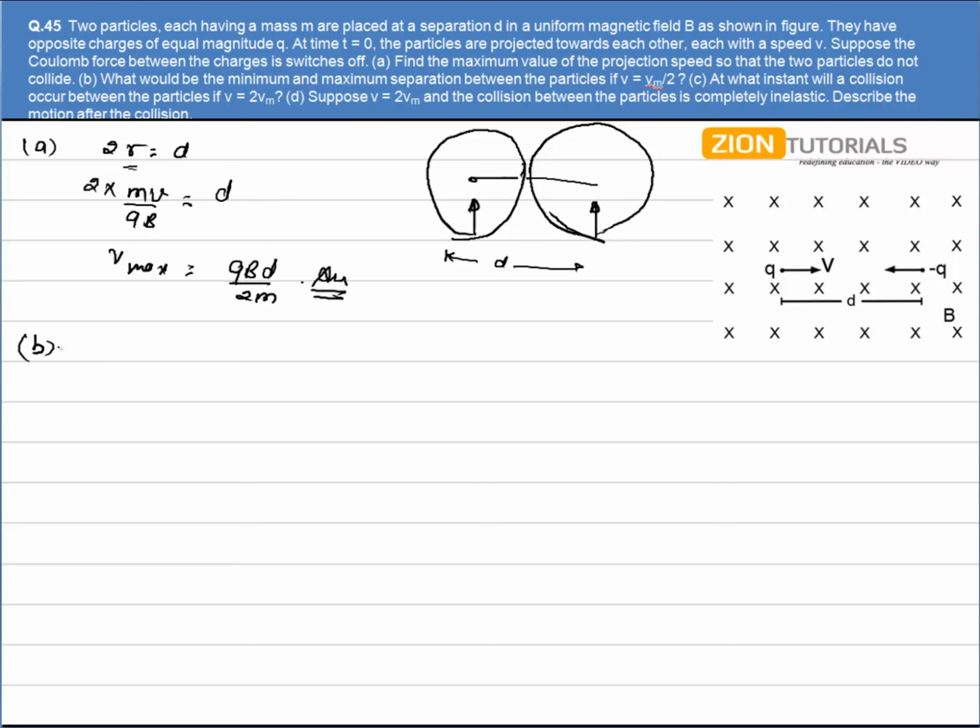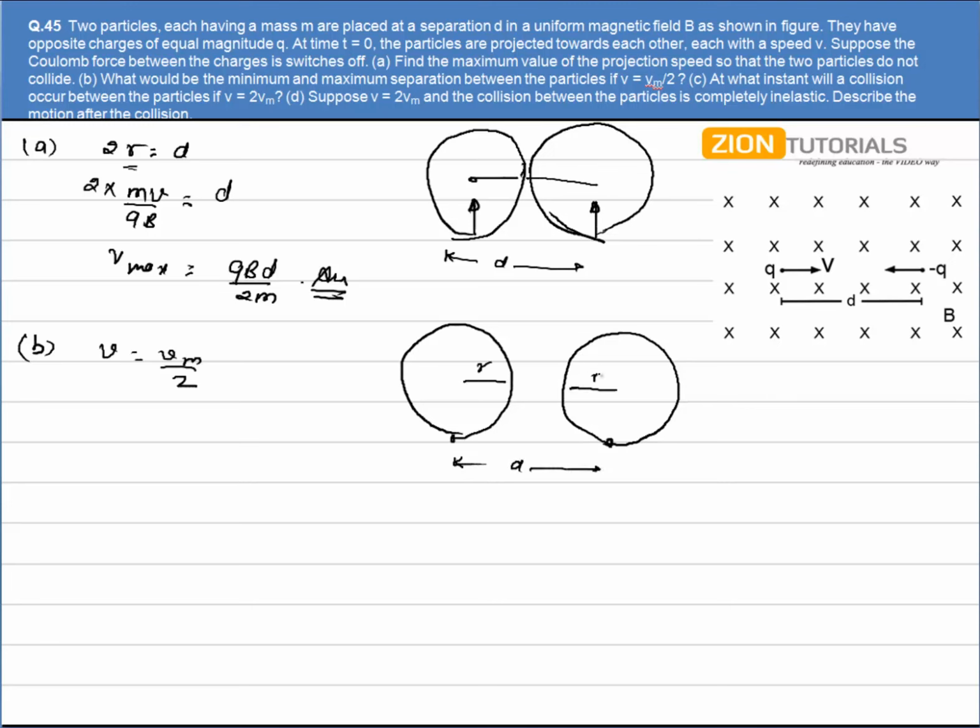In the second part, what would be the minimum and maximum separation between the particles if v is equal to v_m by 2? Now if v is equal to v_m by 2, then I have to calculate the minimum and maximum distance between them. Let's say this is my particle A, this is my particle B. Each of them will trace a circle like this. This is my distance d. The radius r of both of them will be equal.